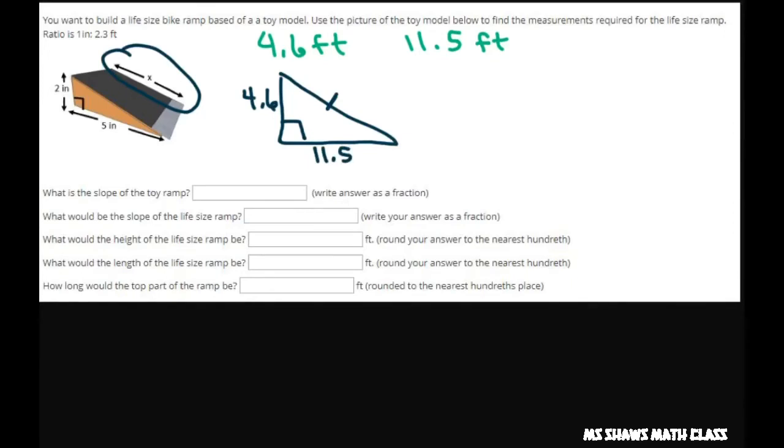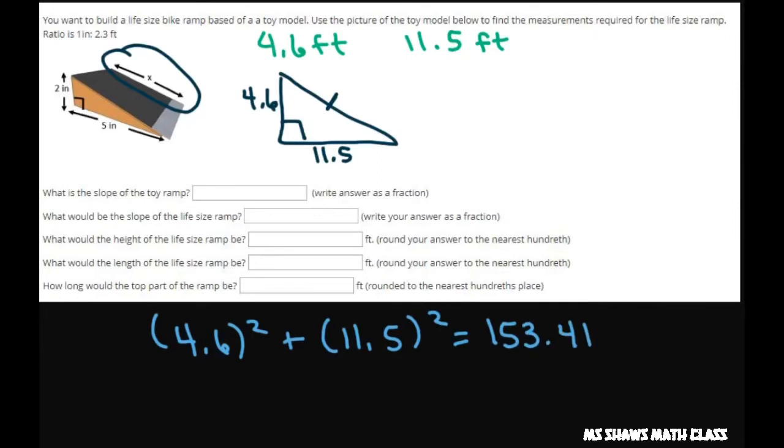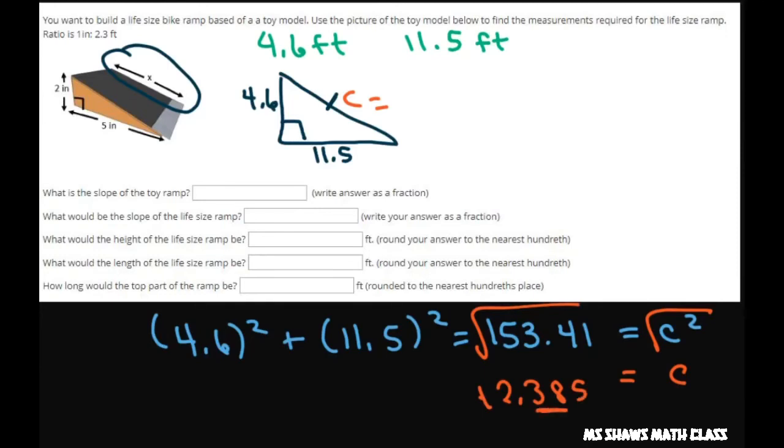And you use your Pythagorean Theorem, you get 4.6 squared plus 11.5 squared. That's going to equal 153.41, and that equals your c squared. So then you square root both sides, and c, which is what we're looking for, this part, is going to be 12.385. We're supposed to round to the nearest hundredth, so that would be 12.39.